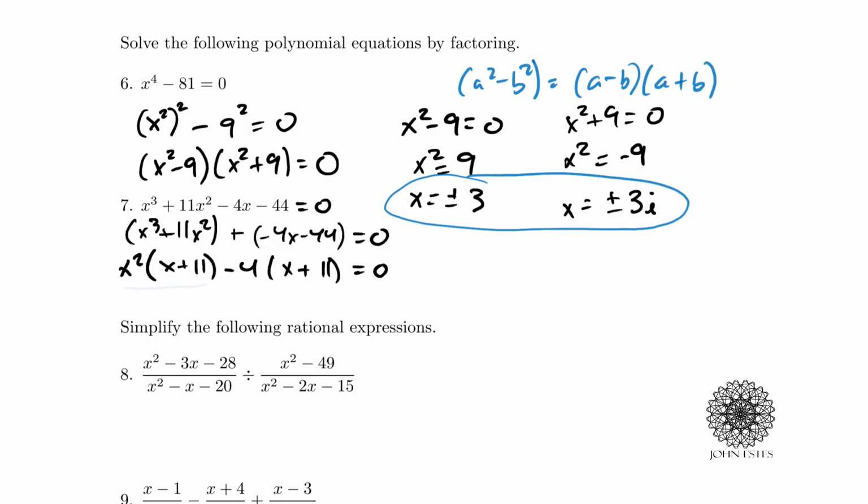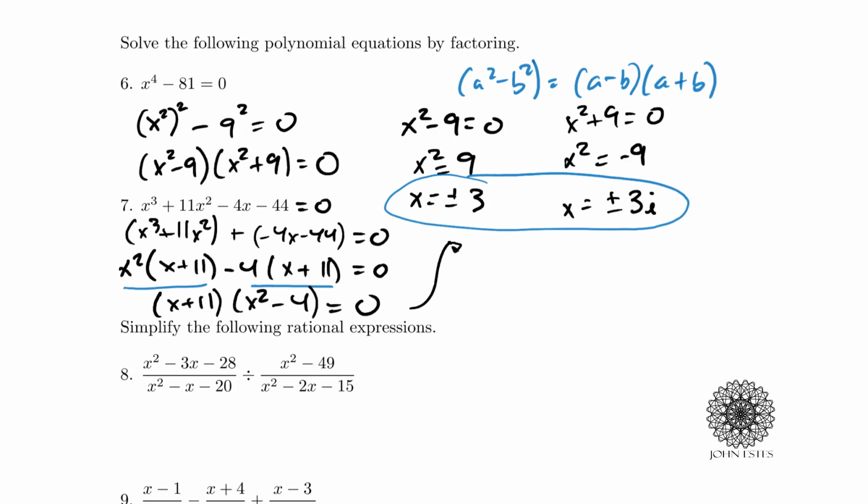Alright, now I have two terms with a common factor. The common factor is the x plus 11. So I can take out the x plus 11, and when I do that, out of my first term, I'm left with an x squared. Out of my second term, I'm left with a negative 4. So there I have factored it, x plus 11 times x squared minus 4.